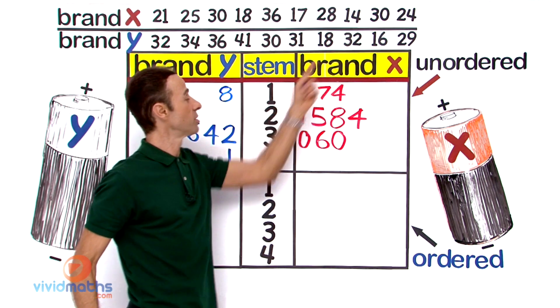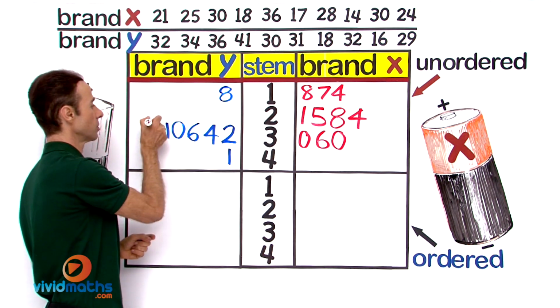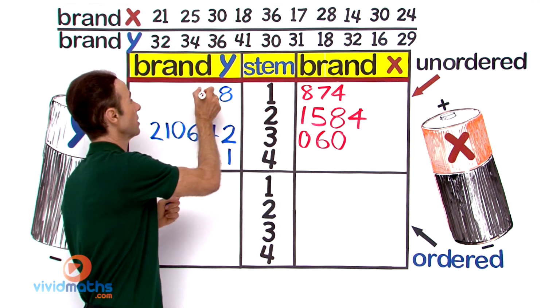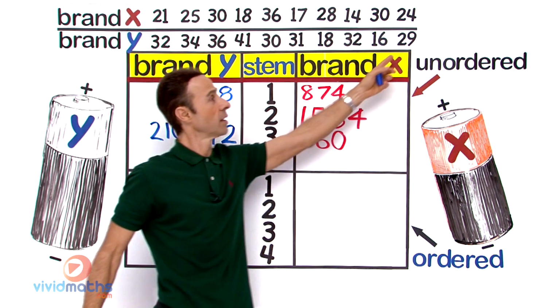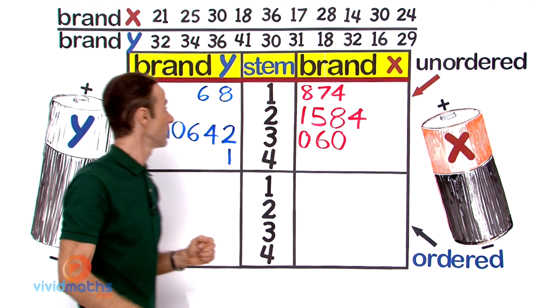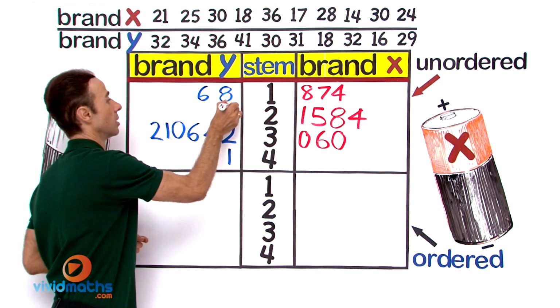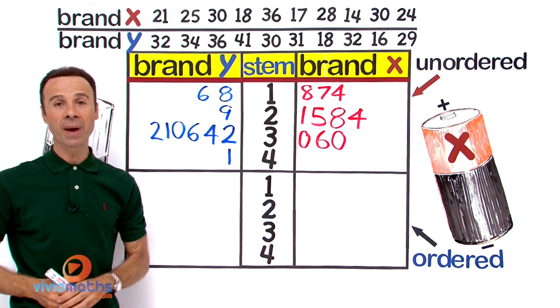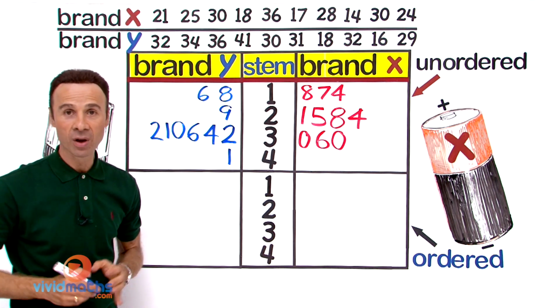Then we have 18, that's 1 and 8. We have 32, that's 3 and 2. And we have 16, that's 1 and 6. And finally 29 right over there. That's 2 and 9. So there's our two brands unordered in a back-to-back stem and leaf plot.